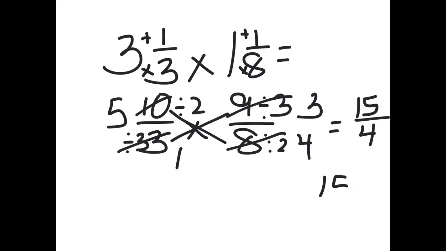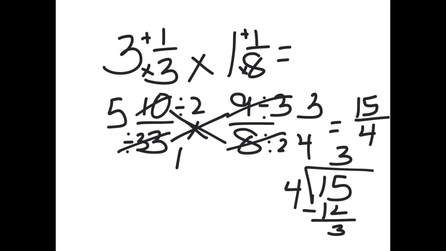So again, I'm going to take 15 divided by 4. How many times does 4 go into 15 without going over? It's 3. Subtract, I get 3. My answer is 3 3/4.